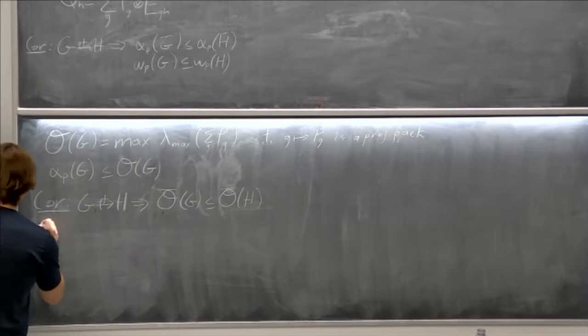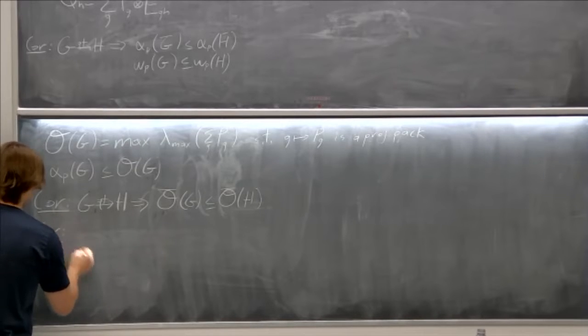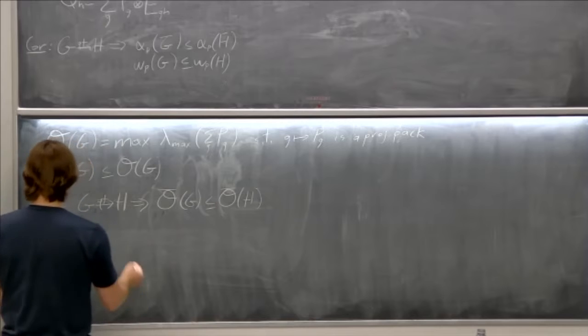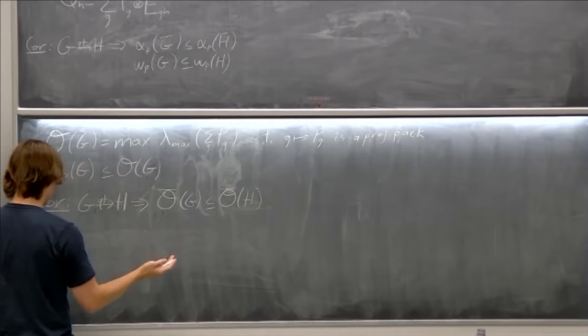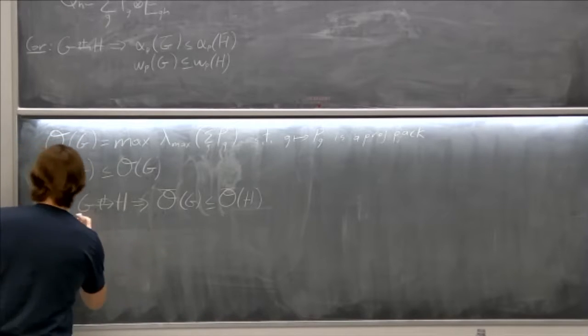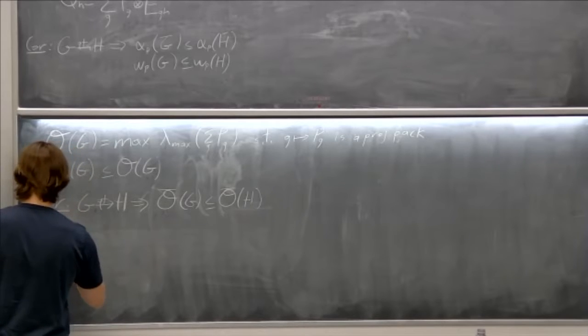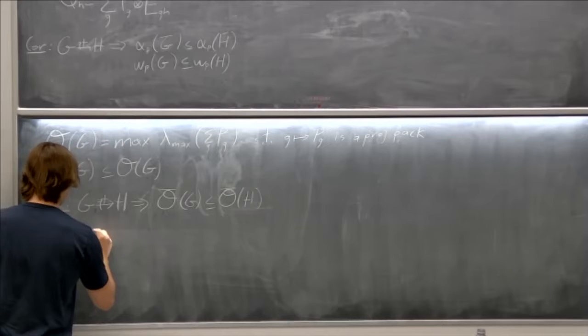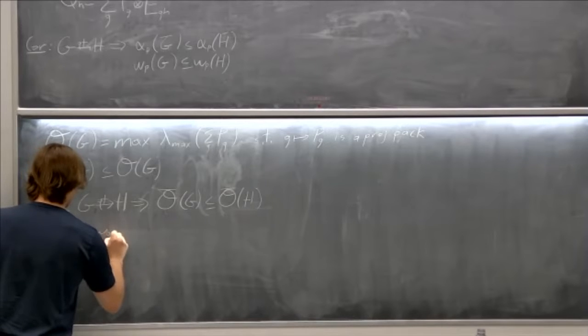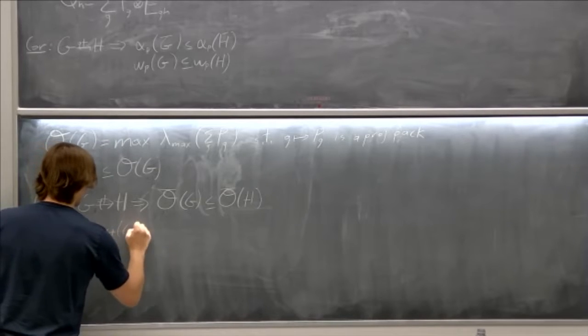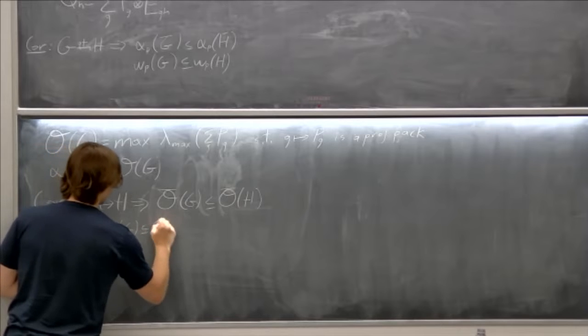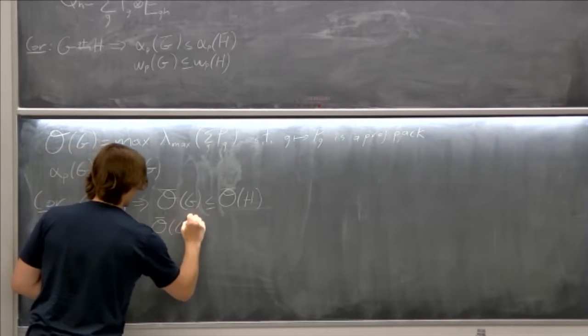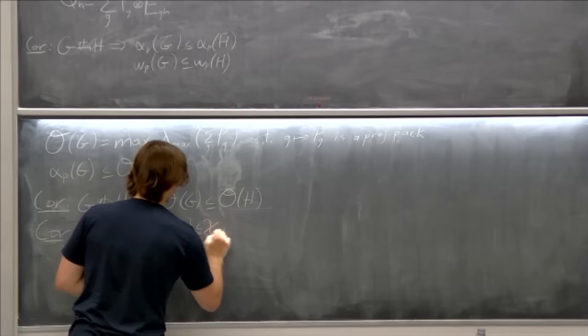And as a corollary of this, what do we get? We get that, okay, well, let's consider the quantum chromatic number. Maybe I will just write down the statement and then we'll see. As a corollary, we get that the quantum independence number is less than or equal to theta bar, which is less than or equal to the quantum chromatic number.